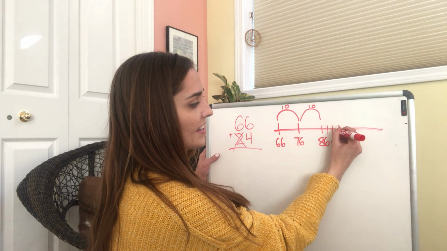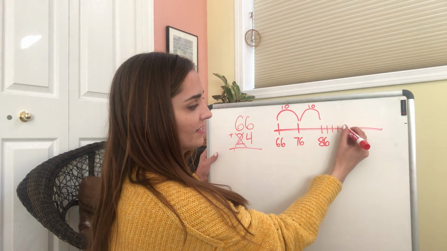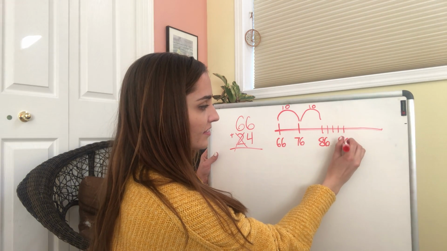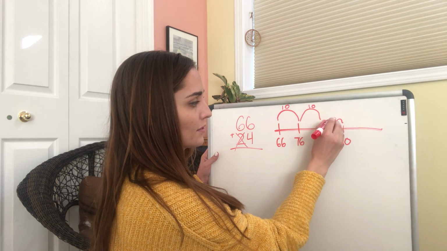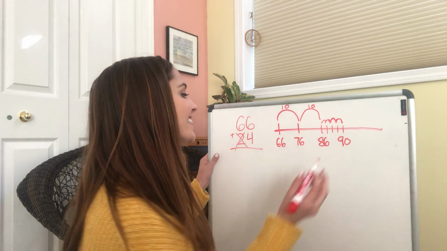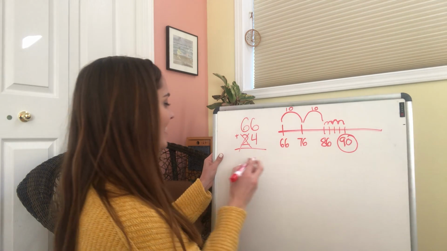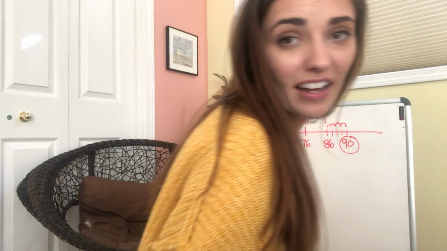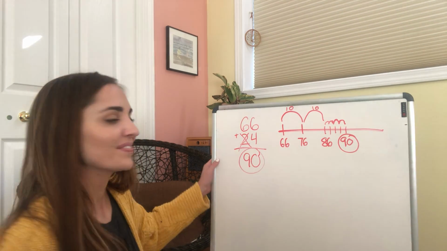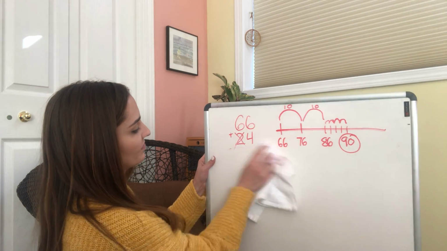87, 88, 89, 90. That's 1, 2, 3, 4. There you go. And we get our answer, 90. Okay, so that's what you should have gotten for that problem there.